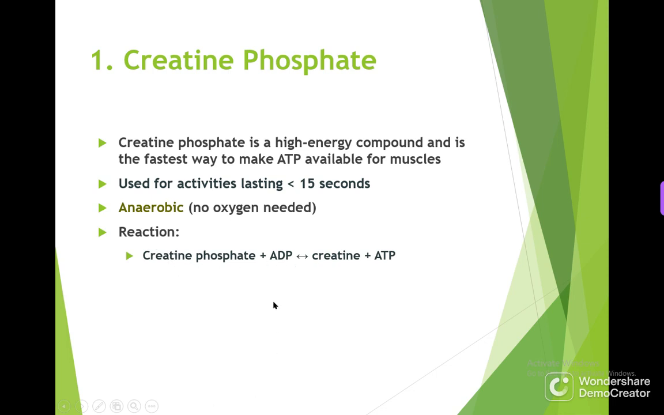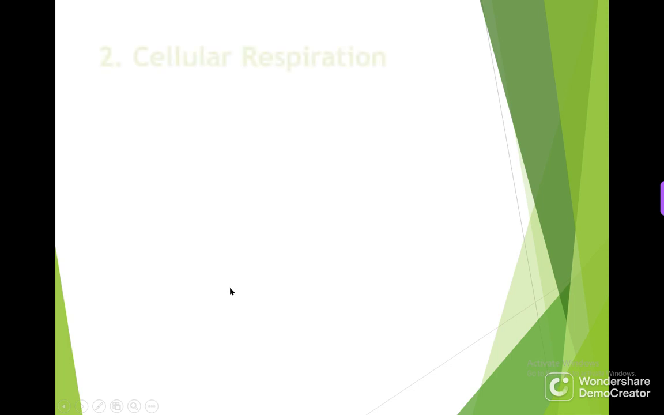This is the equation which is given. One ADP molecule will combine with the creatine phosphate and you will find the creatine plus ATP. So in this fashion, the ATP will be generated and creatine phosphate is made when a muscle is at rest.